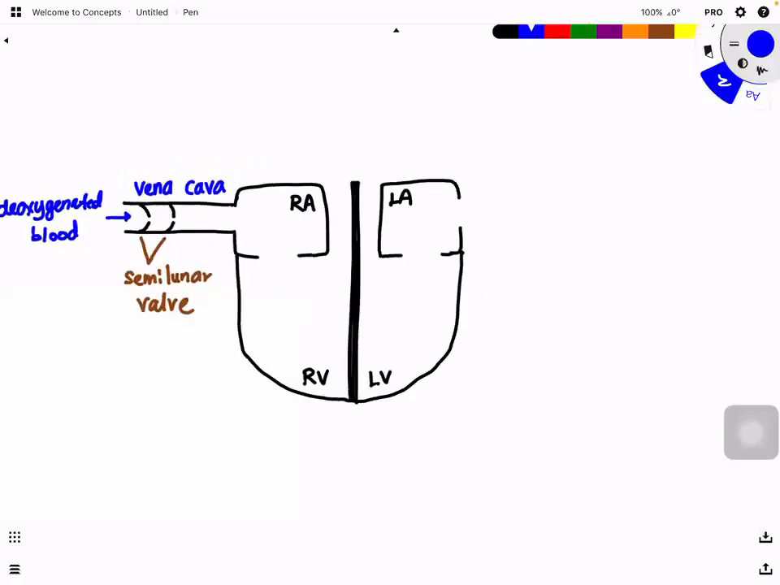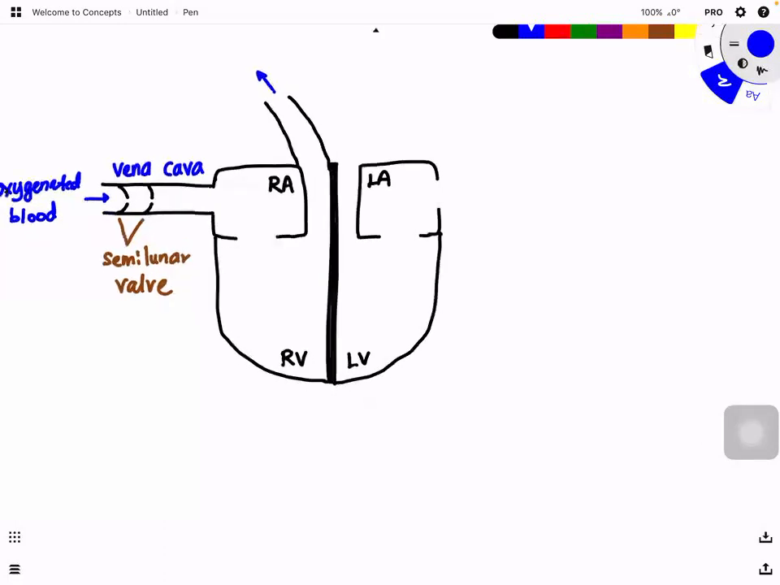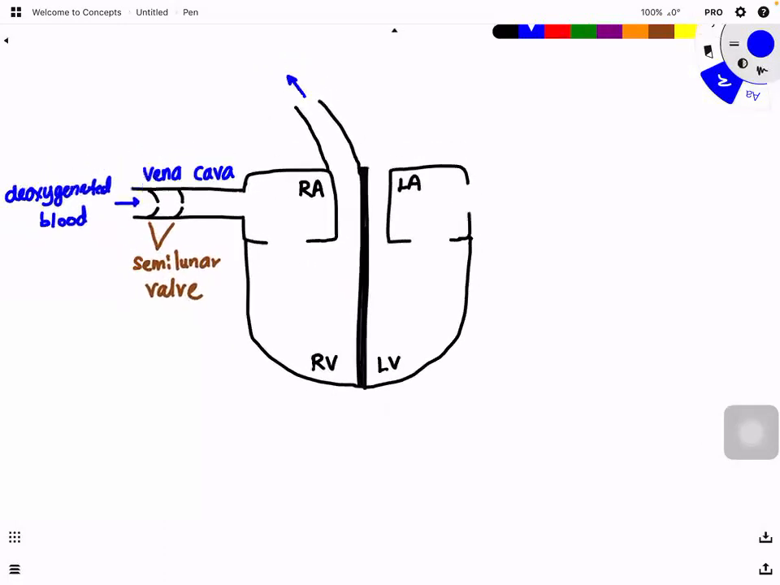So the blood vessel now will bring the blood out of the heart. It is also deoxygenated blood, because it's bringing blood out of the heart. So this one is the artery, and the name of the artery here is the pulmonary artery.